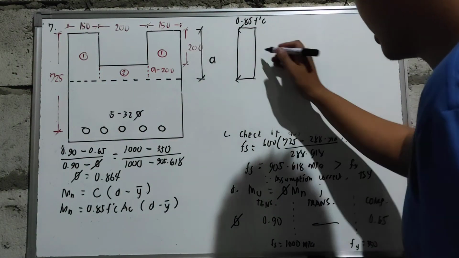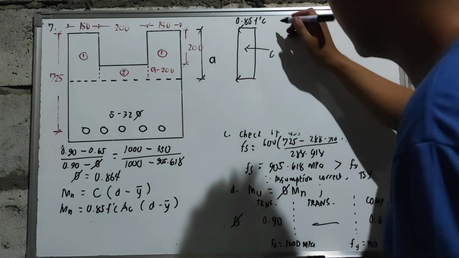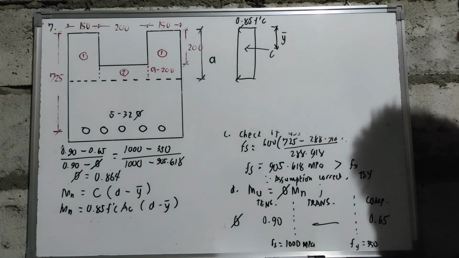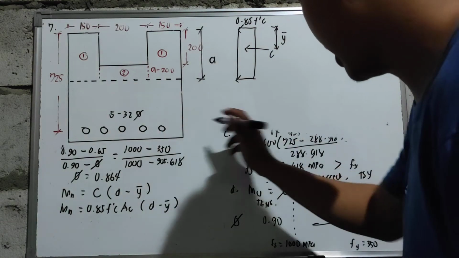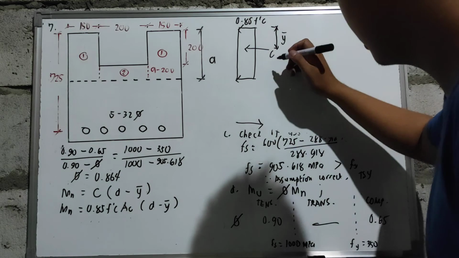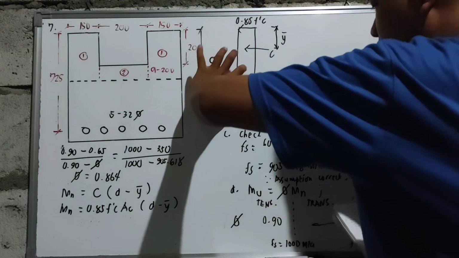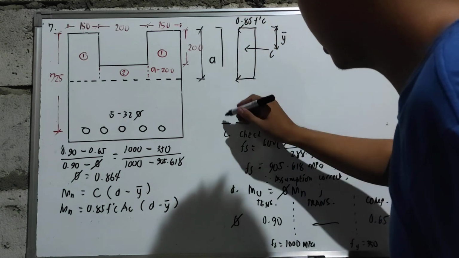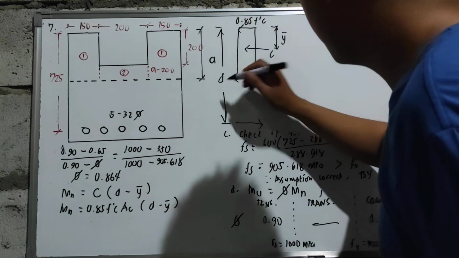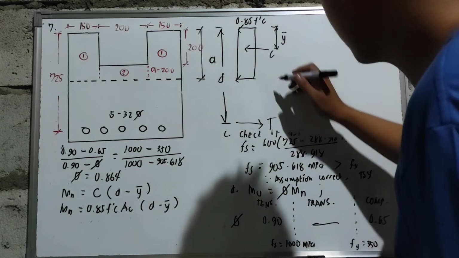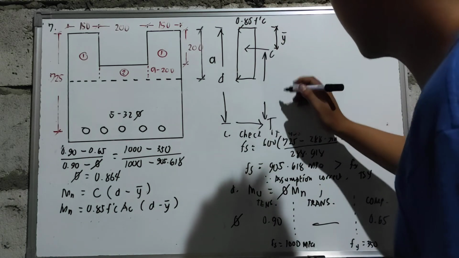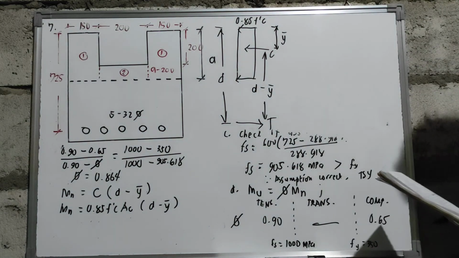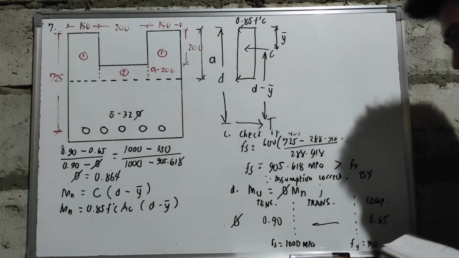Okay? So let's say, ito yung C natin. So di natin alam yung distance, kaya dinote natin na Y bar. So yung distance between the compression and the tension, hahanapin natin yan. Okay? So from here, hanggang dun sa dulo ng compression, that is D. This is D. Meaning to say, the distance between the tension and the compressive force is equals to D minus Y bar. Okay. So with that, hanapin muna natin yung centroid natin.